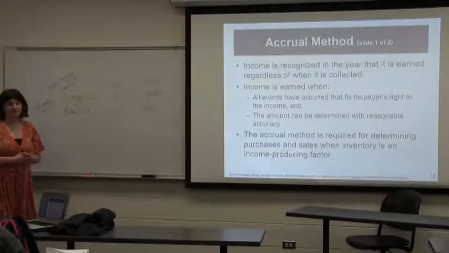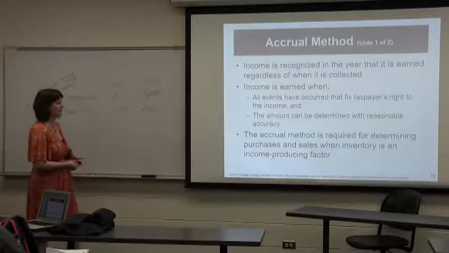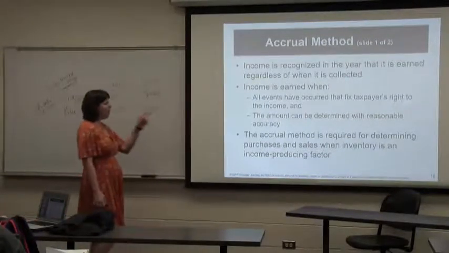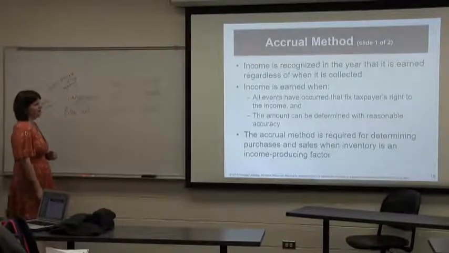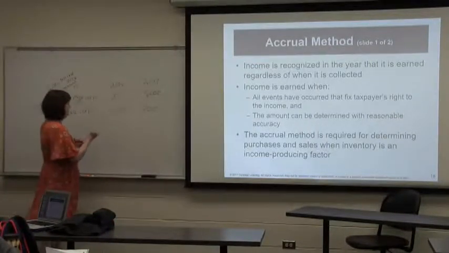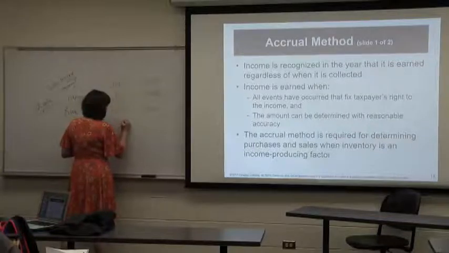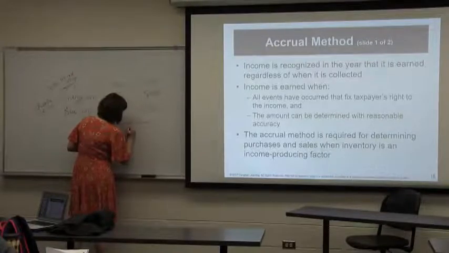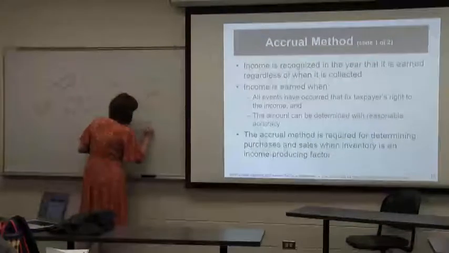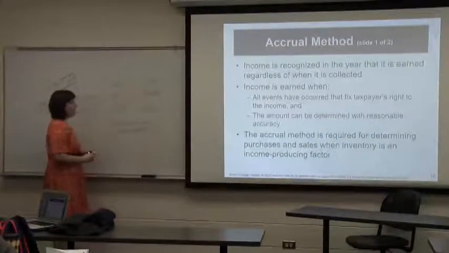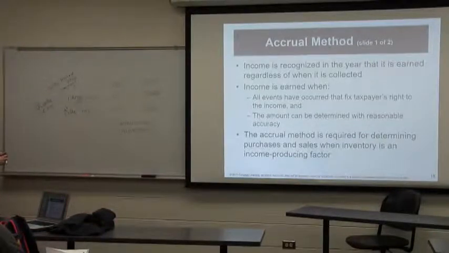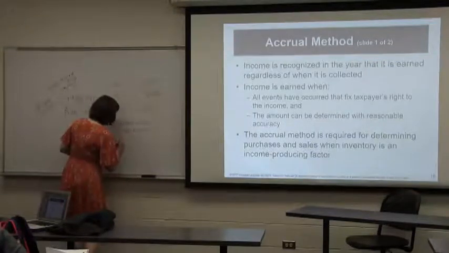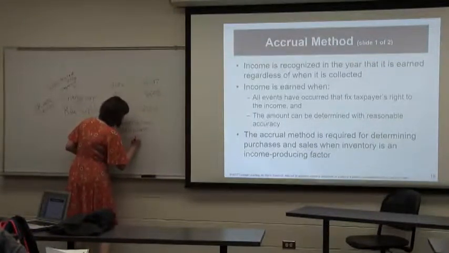Income is earned. So this is a defined term for an accrual method taxpayer. Income is earned when all events have occurred that fix the taxpayer's right to income, and the amount can be determined with reasonable accuracy.